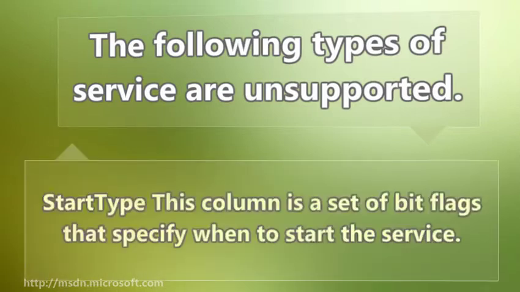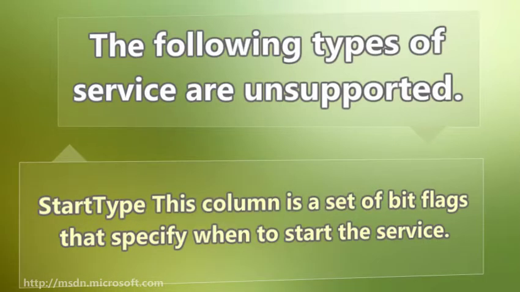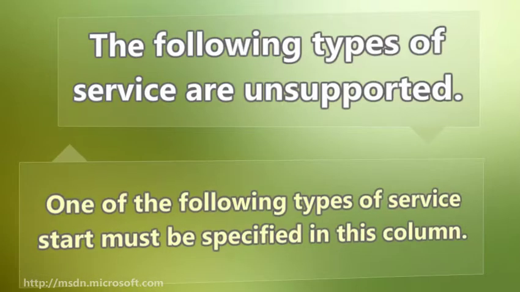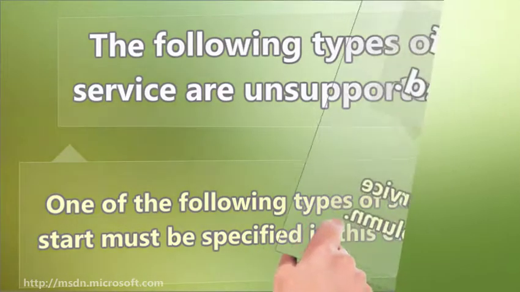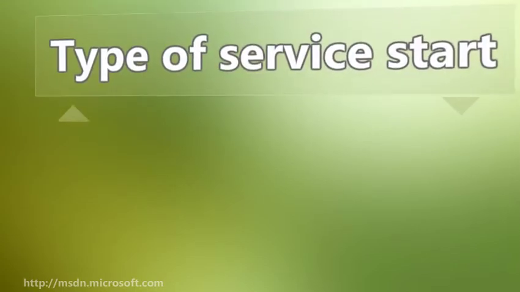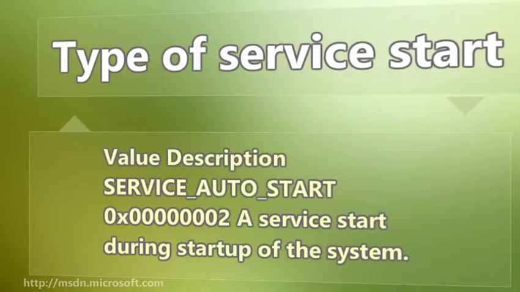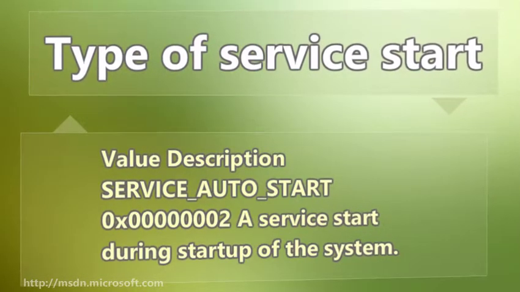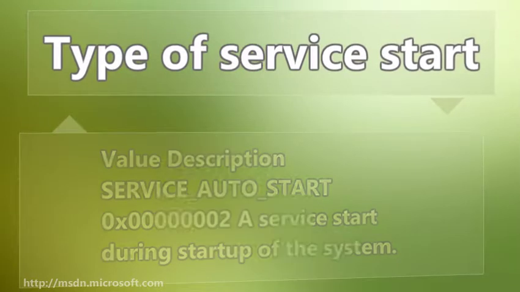StartType. This column is a set of bit flags that specify when to start the service. One of the following types of service start must be specified in this column. Type of service start. Value, description. SERVICE_AUTO_START, 0x00000002. A service started during start of the system.